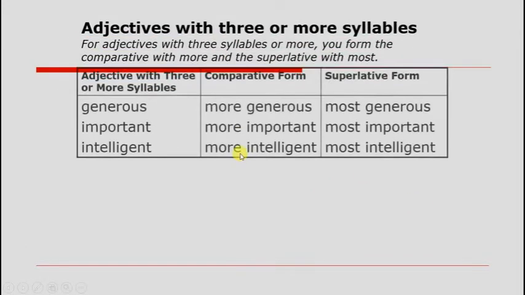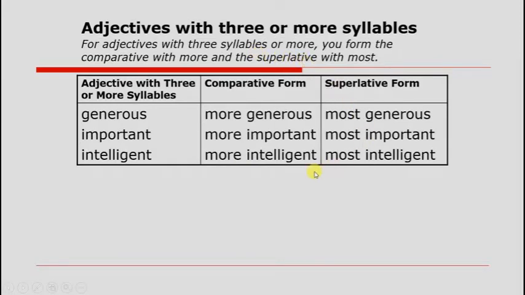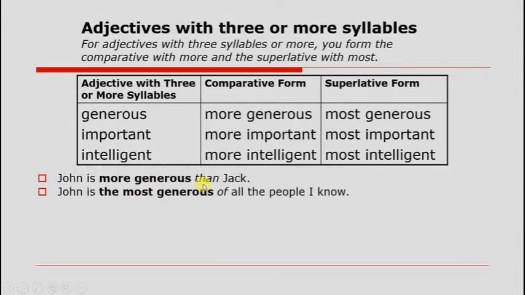So guys, what about adjectives with three or more syllables? It's easy now. Like generous, important, intelligent, expensive. Any adjectives having three or more syllables, we use more for comparative and the most for superlative. Like John is more generous than Jack. So it's comparative between John and Jack. So more generous than. But John is the most generous of all the people I know. So it's superlative, the most. Like lions are the most dangerous.